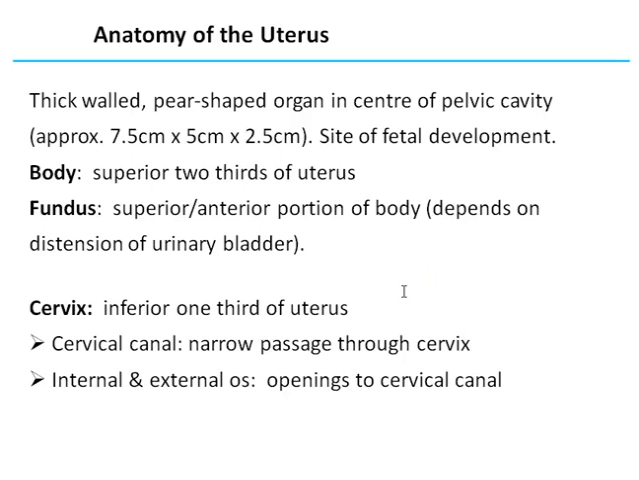The uterus is also characterized by an inferior cervix. The cervix contains a canal, the cervical canal. It's a narrow passageway. The openings to the cervical canal are called the internal and external os. So we'll see these in the next diagram.